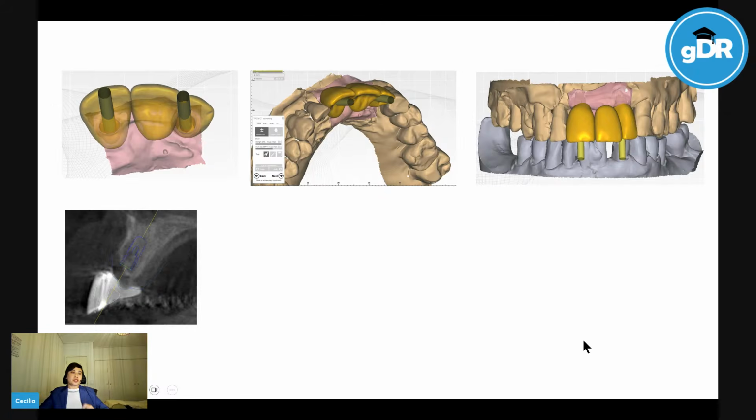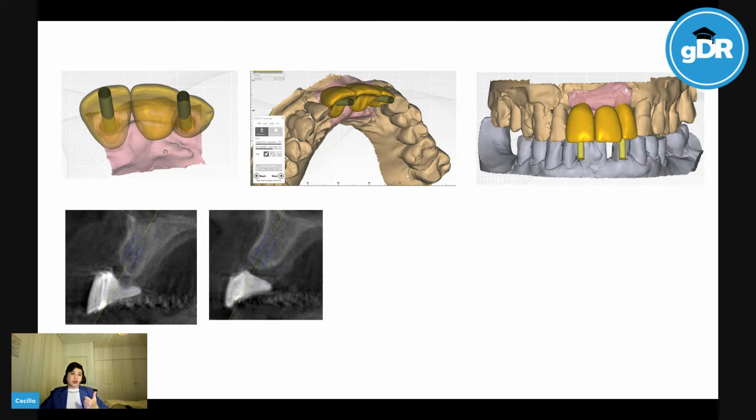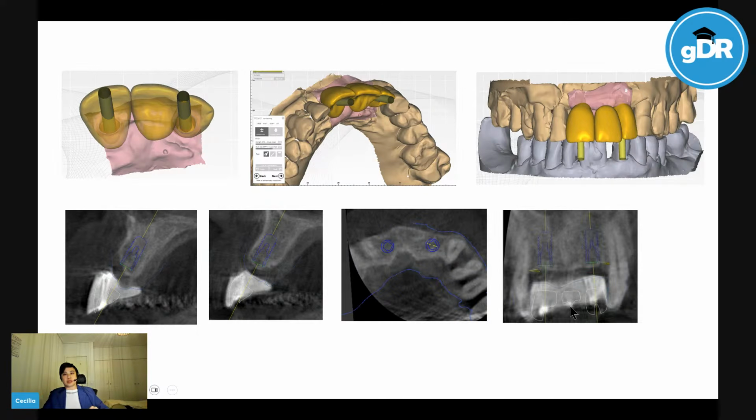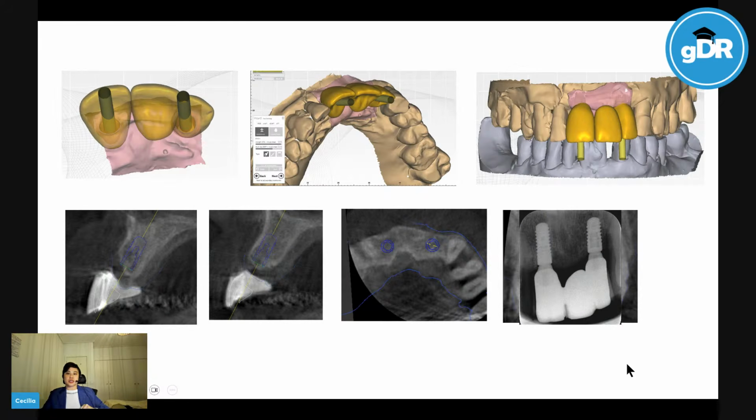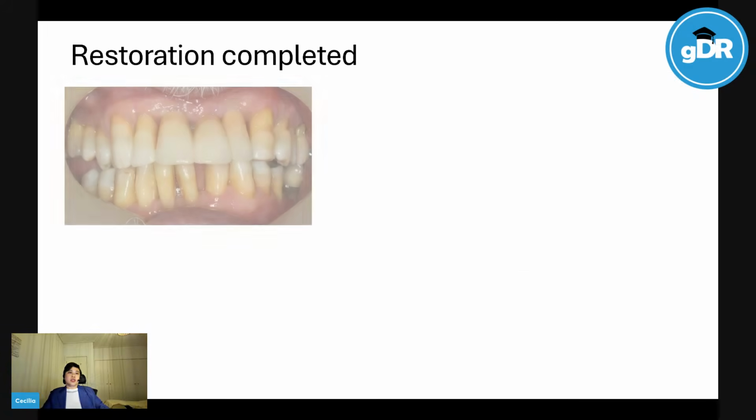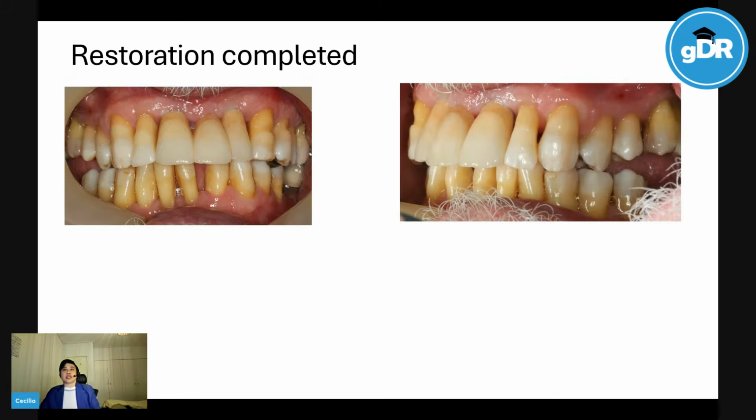This is the same case. We've got your diagnostic wax up and then the CBCT scan. Remember, we're merging the bone scan and the 3D scan of your mouth, and then we join the dots. Basically, we join where we are going to place the implant so that the screw channel is where we want it to be. That's it in a nutshell, and that's the case finished. That's what the case looks like in real life.